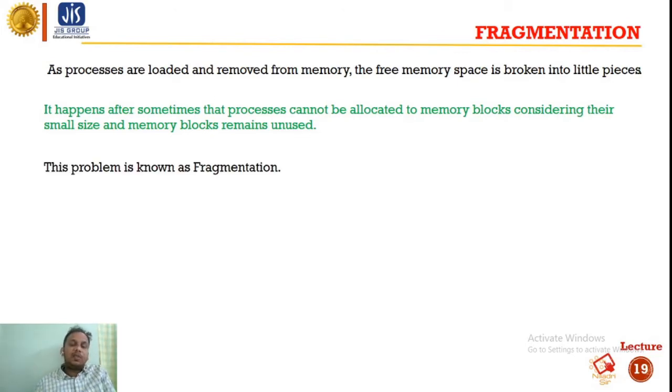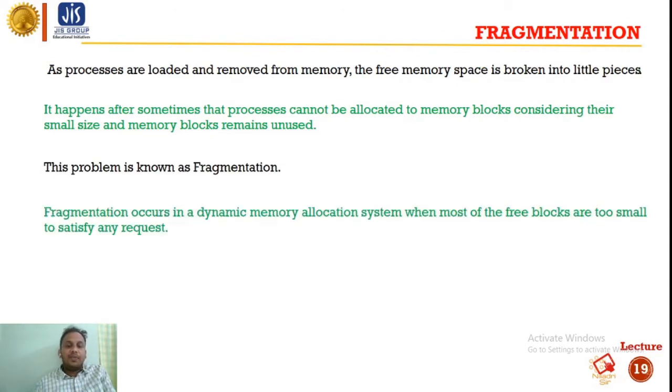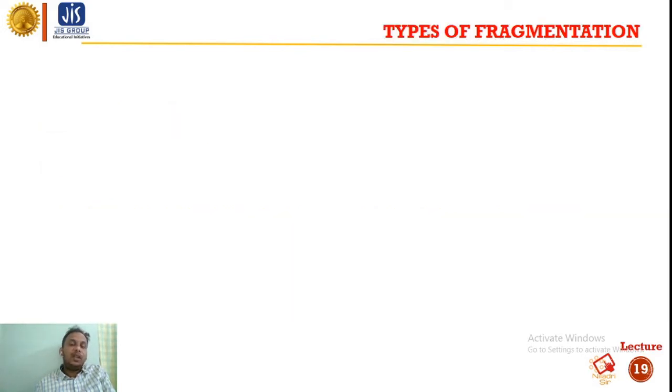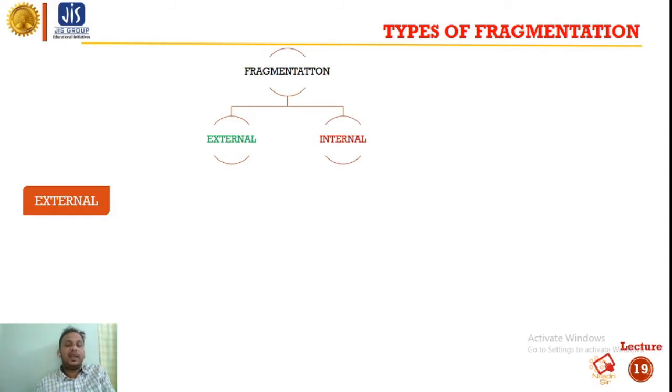This problem is known as fragmentation. Fragmentation generally occurs in a dynamic memory allocation system when most of the free blocks are too small to satisfy any request. It is generally termed as the inability to use the available memory. Now, there are different types of fragmentation: one is external fragmentation and the other one is internal fragmentation.